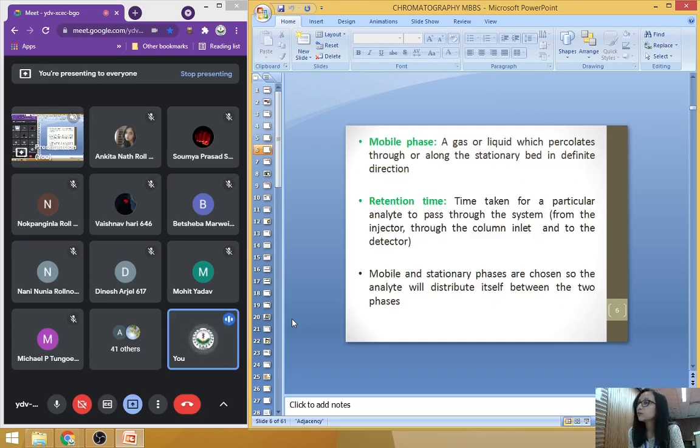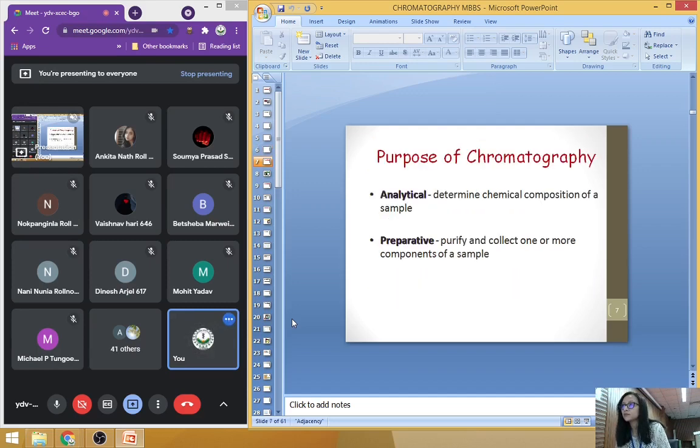Then what is mobile phase? Mobile phase is the gas or liquid which will percolate through or along the stationary bed in a definite direction. Then what is the retention time? Retention time is the time taken for a particular analyte to pass through the system. You'll come across these terms again and again.